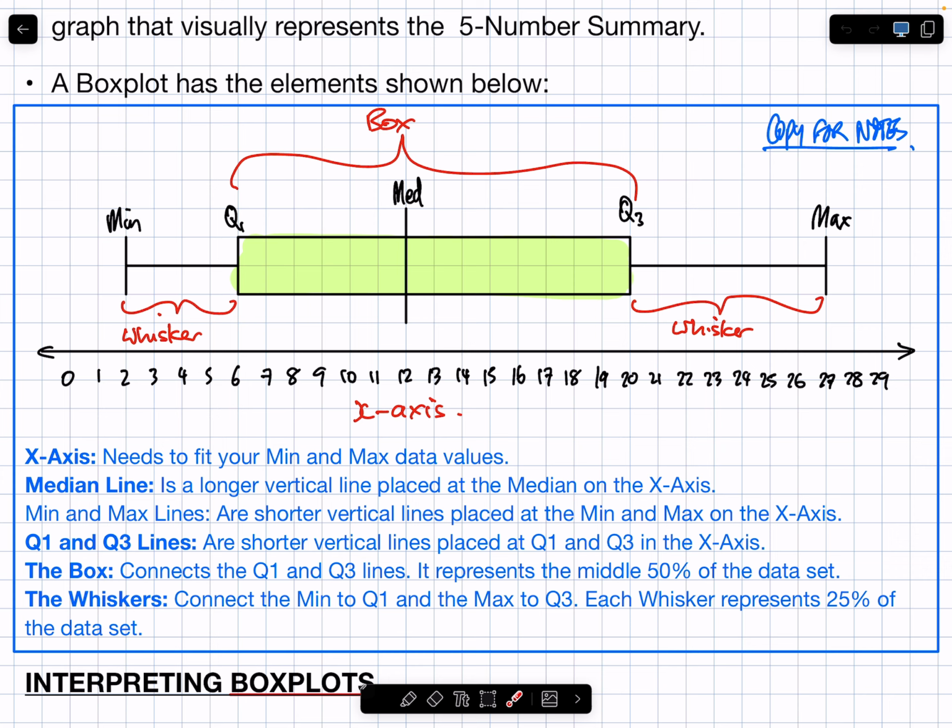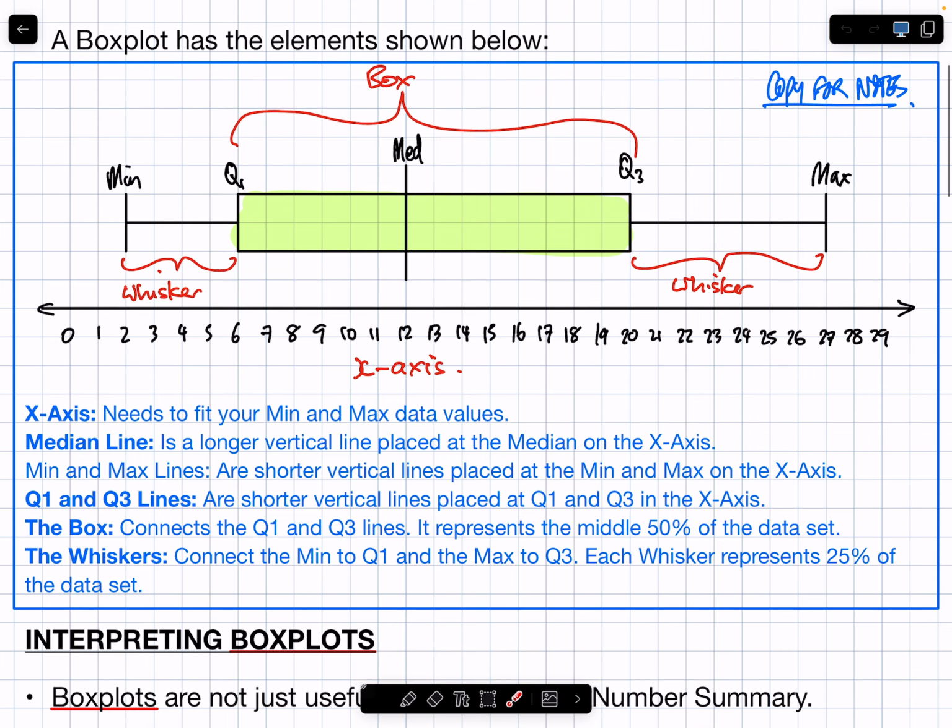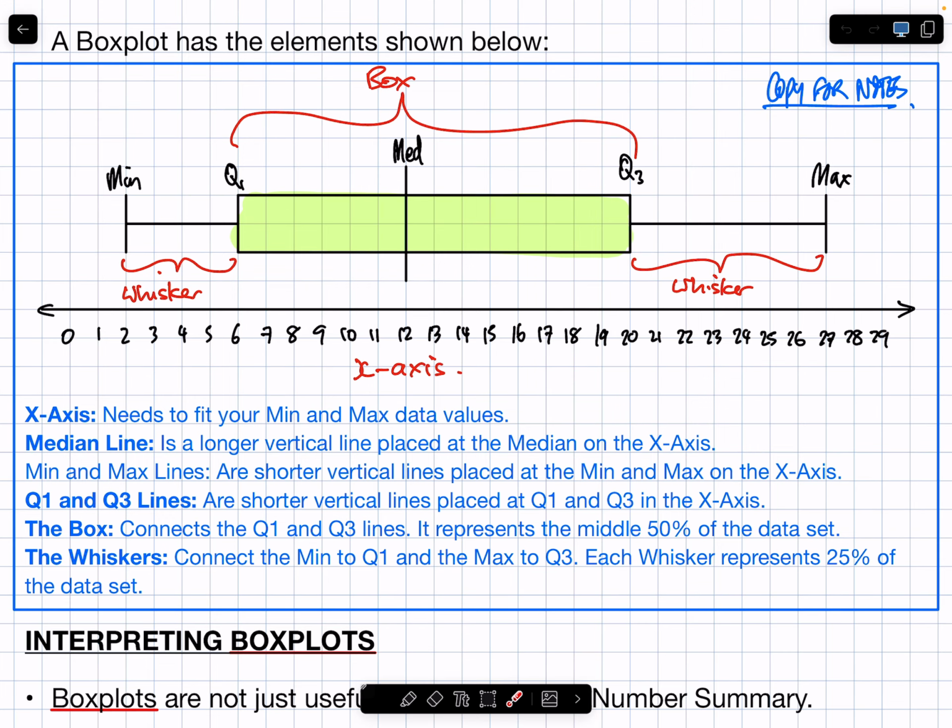So why is it useful to find the 5-number summary? Well, that helps you decide how long the x-axis should be. The x-axis should fit your min and max. The median line is longer, placed over the median. The min and max lines are shorter, placed over the min and max on the x-axis. Q1 and Q3 lines are shorter vertical lines. The box connects Q1 and Q3. And the whiskers connect the min and the max to the boxes.